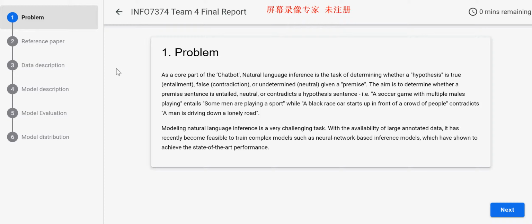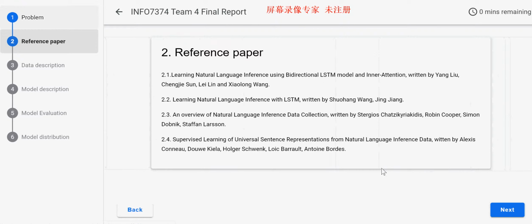Modeling natural language inference is a very challenging task. With the availability of large annotated data, it has recently become feasible to train complex models such as neural network-based inference models, which have been shown to achieve state-of-the-art performance. It's very popular.